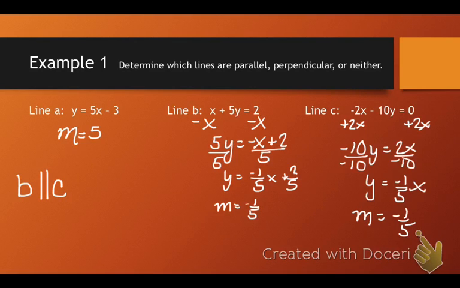That symbol that looks like a skinny 11, or the double L in the word parallel, means parallel. Now, line A and line B have opposite reciprocal slopes, so I'm going to say line A is perpendicular to line B. An upside down capital T means perpendicular. I could also say that line A is perpendicular to line C.